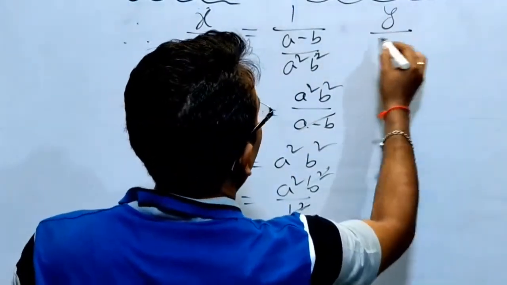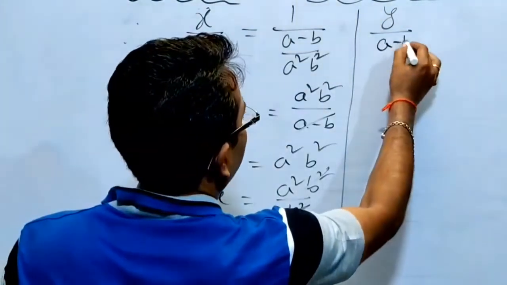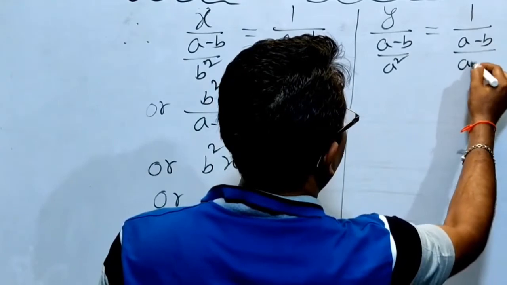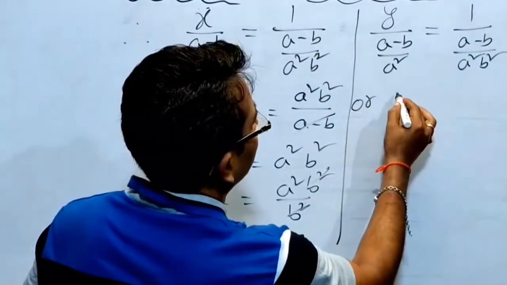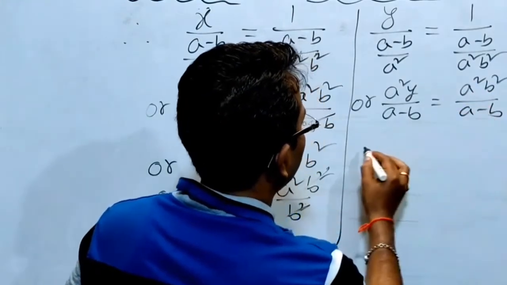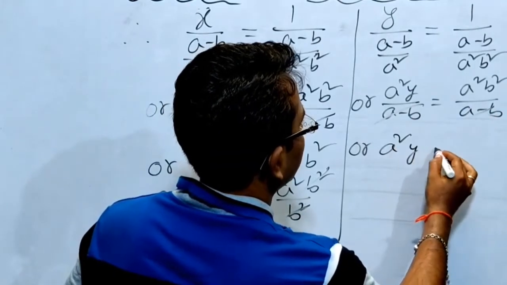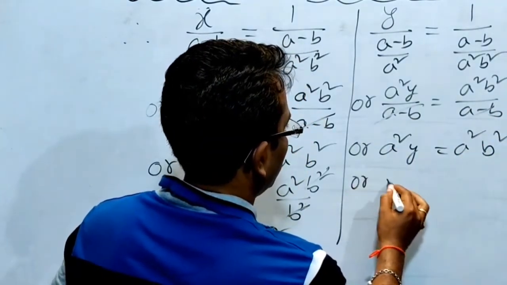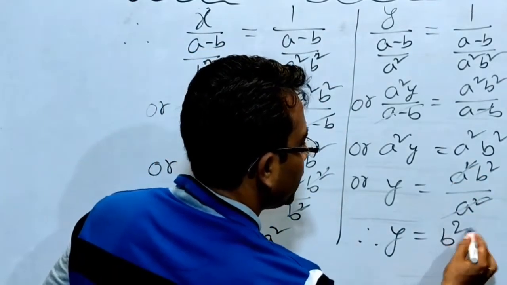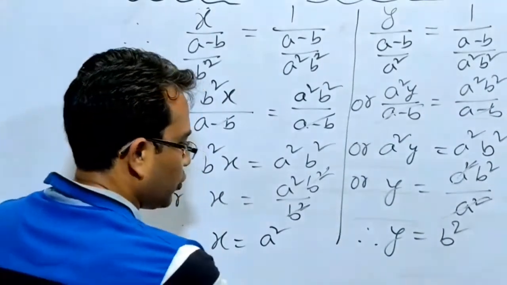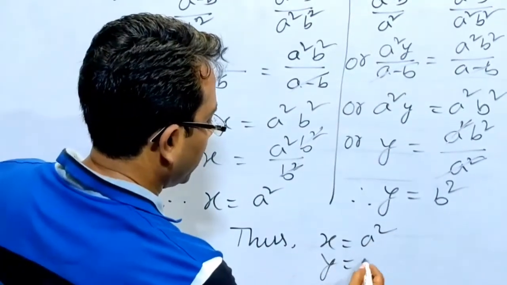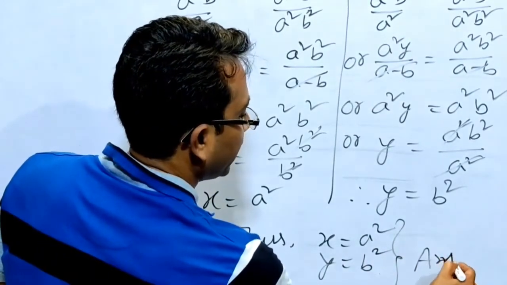Second one, y by a minus b by a square equal to 1 by a minus b by a square b square, or a square y by a minus b equal to a square b square by a minus b. This is cancelled, a square y equal to a square b square, or y equal to a square b square by a square, cancel, therefore y equal to b square. So this is the way how to solve. You have to remember the formula. Thus x equal to a square and y equal to b square. This is the solution of the given equation.